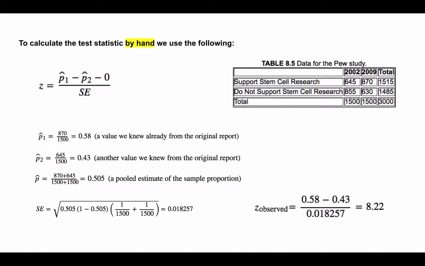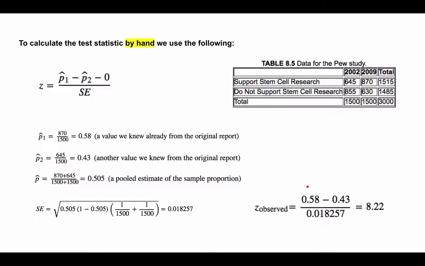Now that you have the standard error, you can go ahead and calculate z. So our test statistic is going to be given by this formula, and what we do is we plug in all the things that we just found into it. So notice I didn't write 0 here. There's no 0 because if you subtract 0, it doesn't do anything, so you don't have to write that down.